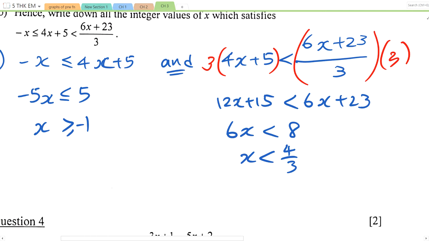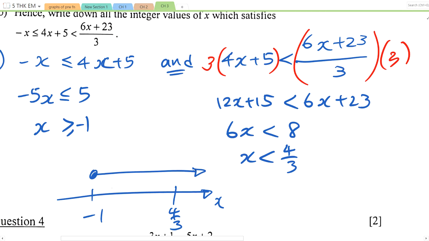I got two answers, eh? So what's the answer? I've got two answers. Then how? Draw your number line. X. Here I've got negative 1, 4 over 3. X is supposed to be greater than or equal to negative 1. It is supposed to be less than 4 over 3. So what is the combination of these two lines, these two arrows?